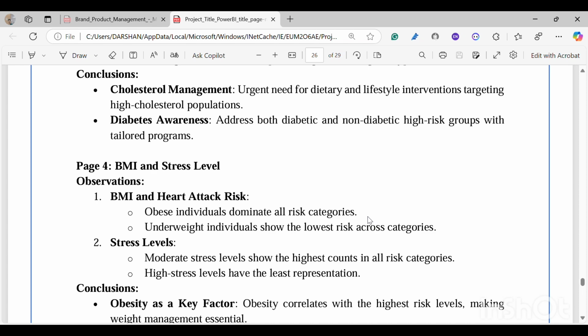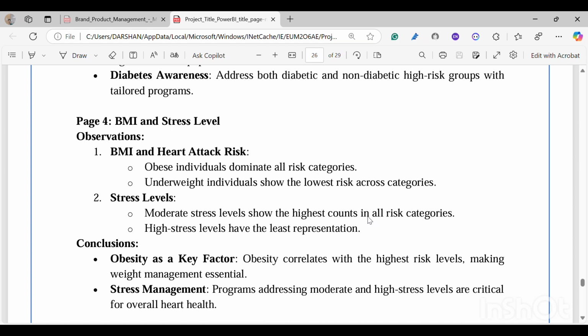So BMI and stress level. Obese individuals dominate the risk category. Underweight individuals show the lowest risk. And for the stress level, moderate stress level shows the highest count. And the high stress level is also something you need to consider.